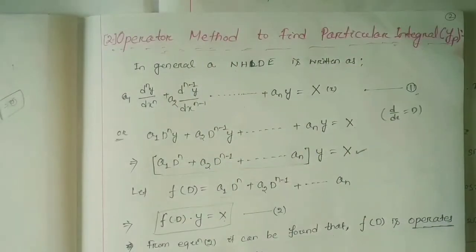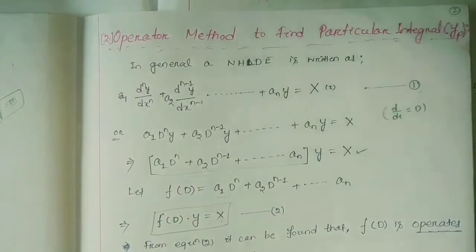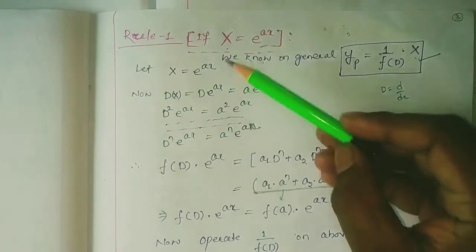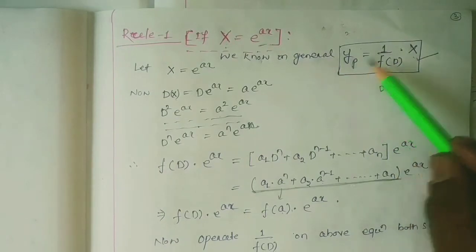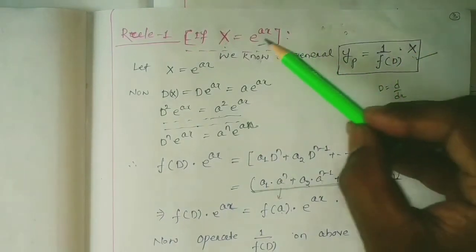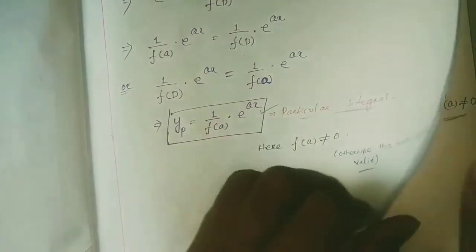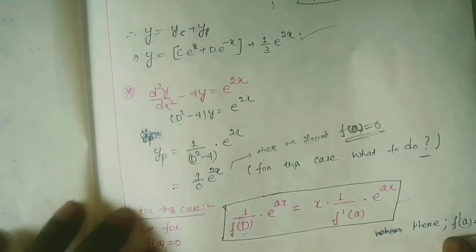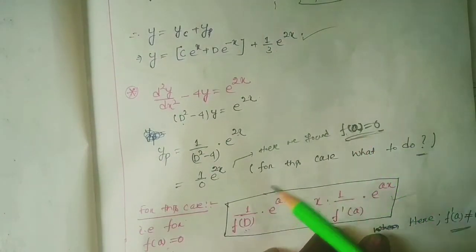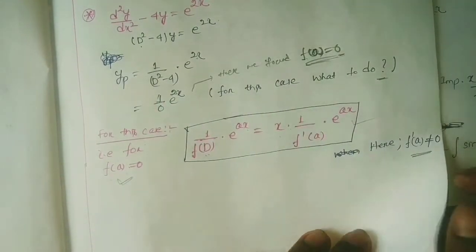In our last class, we discussed in detail the operator method to find the particular integral, that is your YP. We discussed rule 1: if x equals e to the power ax, then YP will be, in general, 1 by f(D) x, and if x equals e to the power ax, then YP will be 1 by f(a) e to the power ax. The corresponding numerical for this rule we have already discussed. And if f(a) equals 0, then what we have to do, that also we have discussed, and this one will be the answer. In detail we have discussed.